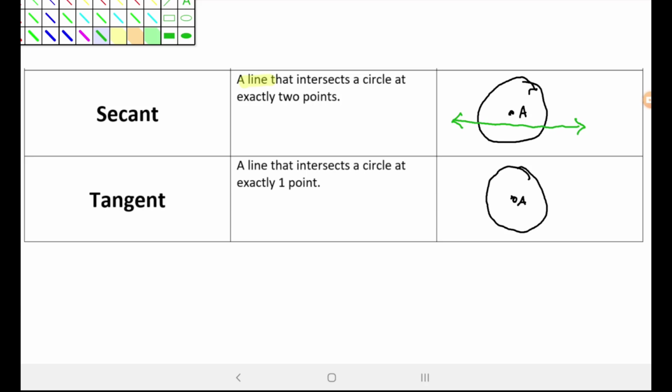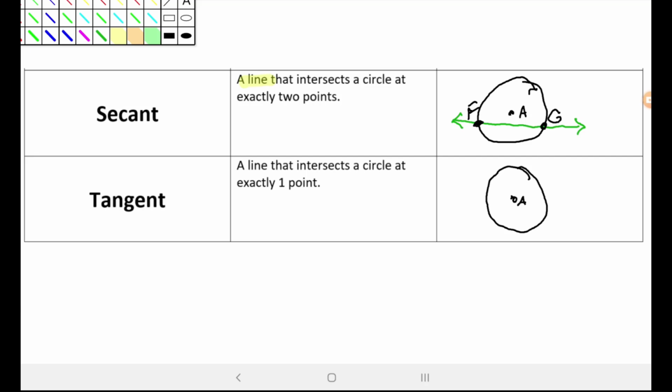And again, you can draw as many as you want. There's infinitely many of those. And let's give it 2 points, because whenever we have intersections, we usually label them points. Let's call this one F, and how about G? We haven't used those yet, so G and F.